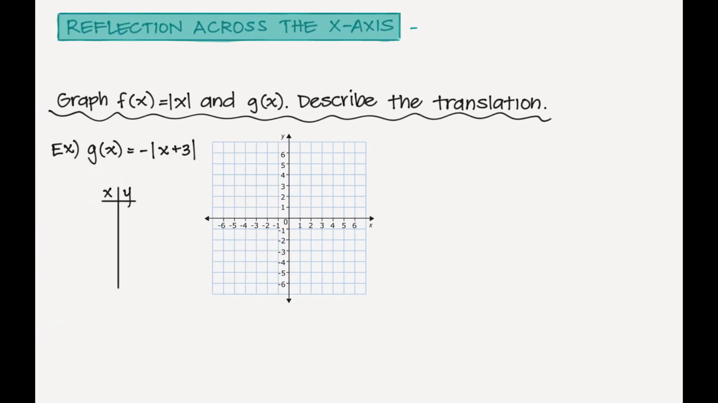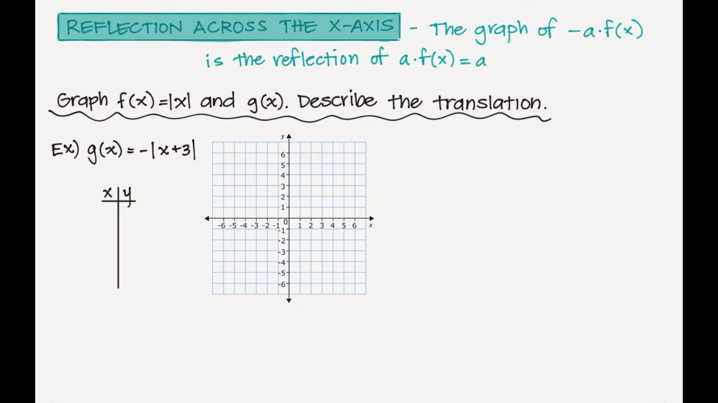Okay? Let's move on now to reflection across the x-axis. So visually, what you're thinking of is the function that's pointing upward. You would flip it upside down, and now it's opening downward. And so what we would say mathematically is that the graph of negative a times f of x is the reflection of a times f of x, where f of x is equal to the absolute value of x. So that's just really saying that a times the parent function is going to be reflected across the x-axis. So we're going to do like we've done before. We're going to graph that parent function.